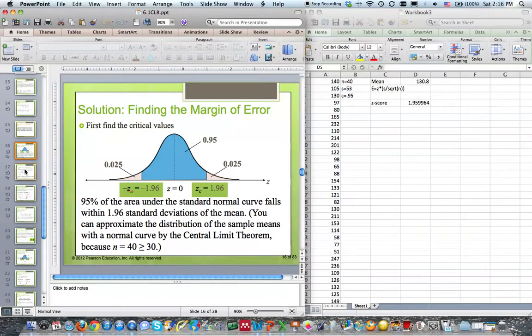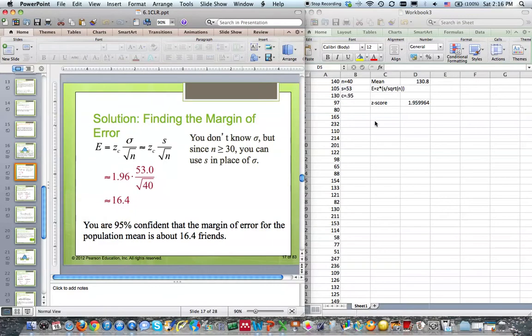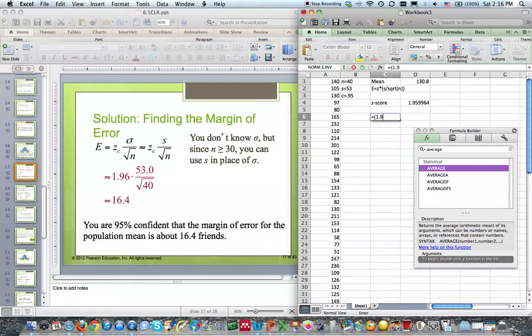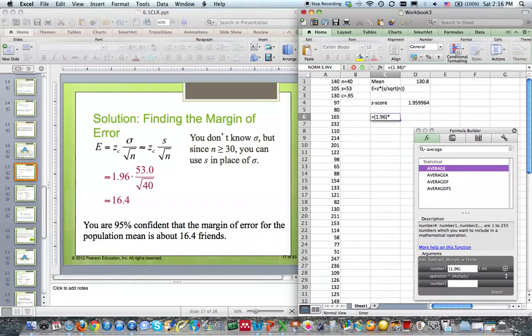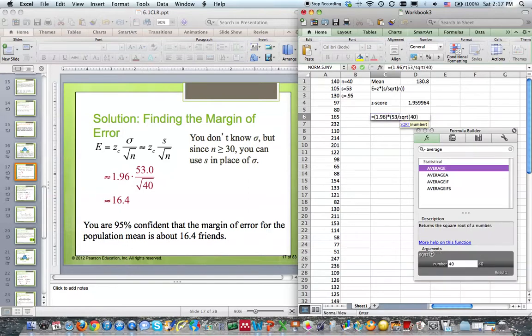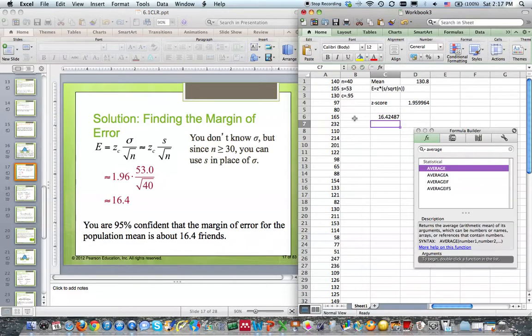Now we can use that information to plug it into the error formula. So I have error equals z-score times s divided by the square root of n. And as you can see on the PowerPoint, I've done that. 1.96 times 53 divided by the square root of 40. So in Excel, I'm just going to have to type those numbers. Equals 1.96 times parenthesis 53 divided by SQRT of 40, and then close the parenthesis and close it again. That's going to give me the same thing that they found in the PowerPoint, 16.4. That is for my 95% confidence interval.